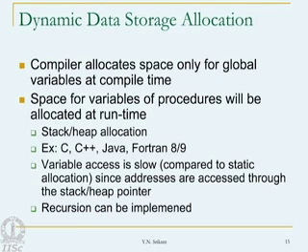Variable access is slow compared to static allocation, since addresses are accessed through the stack heap pointer. We have to add something to that stack heap pointer, the offset of that variable, and then take the contents of that particular location and get the value of that variable. But the advantage with this scheme is that recursion can be implemented. So, since we are going to have different spaces for different instances of the same procedure, it is possible to implement recursion here.